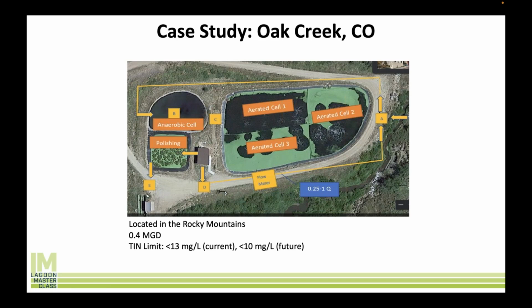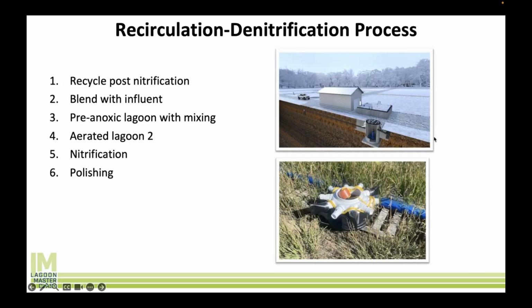So Oak Creek, this is a system in the Rocky Mountains, Colorado, with a total inorganic nitrogen limit, similar to a total nitrogen limit, basically the same thing, of 13, about 0.4 MGD. They needed our help, right? They weren't able to meet it with their lagoon. They actually had an existing nitrification reactor, so that was awesome, and they were meeting their ammonia limit just fine.